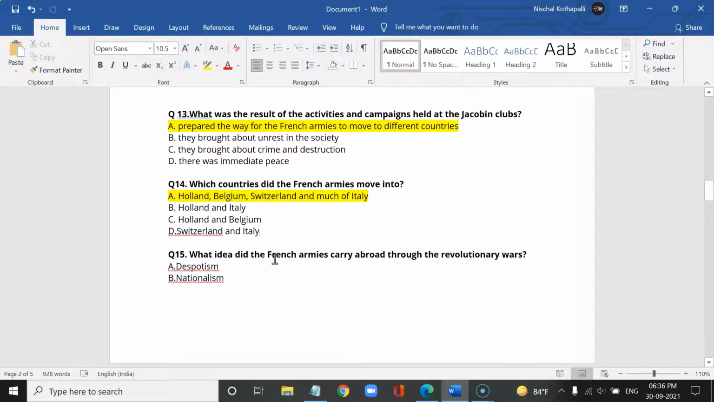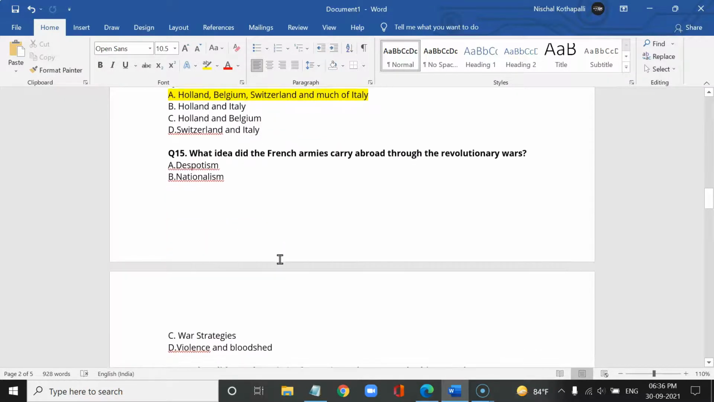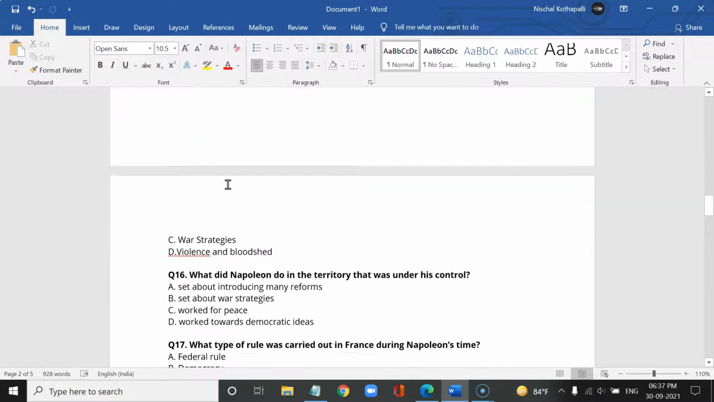What idea did the French armies carry abroad through the Revolutionary Wars? This is obviously a simple answer. You can also use your logic here. Despotism, nationalism, war strategies, violence, and bloodshed. Again, odd one out, nationalism. And obviously the entire chapter is about nationalism. The French armies want to carry abroad the idea of nationalism, so the answer is B, nationalism.